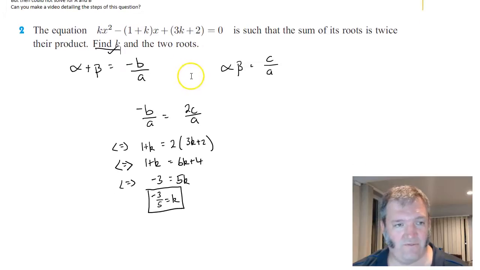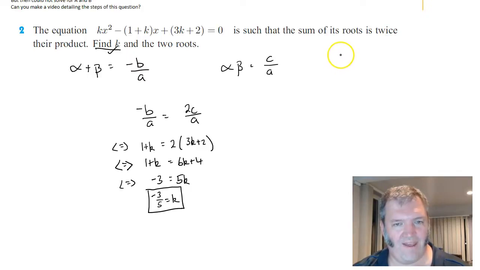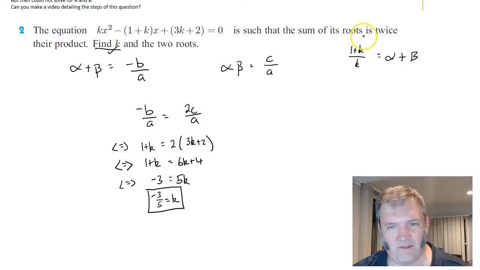So let's first of all go with the alpha plus beta equals negative b over a. So 1 plus k divided by, so that's negative b, and b was already negative, so the negatives cancel. So I've just got 1 plus k over k. That's equal to alpha plus beta. And then the other one, c divided by a. So 3k plus 2 divided by k is equal to alpha times beta.